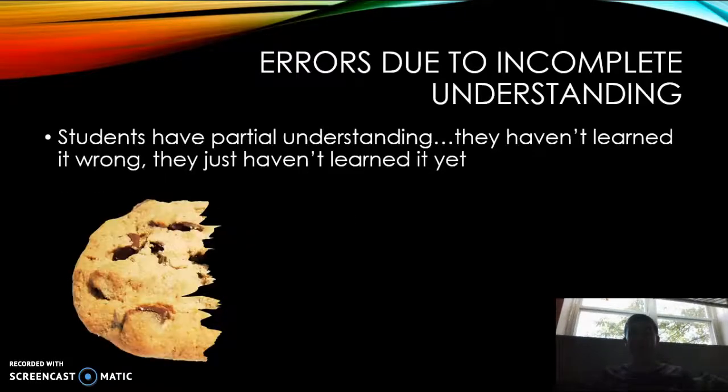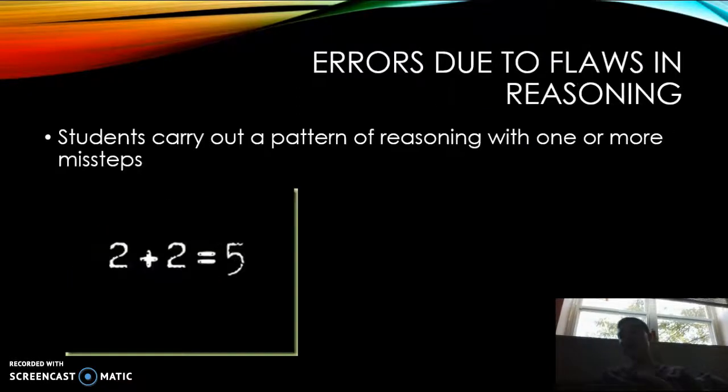The first error is errors due to incomplete understanding. This is when students only have partial understanding, and that leads to them getting things wrong or misunderstanding content. So they only have half the cookie. They don't have the whole thing. They can't do much with half of anything. So if they only understand half of it, you need to give them the whole thing. Errors due to flaws in reasoning are, if you look at a math problem and they're constantly getting something wrong in the steps of that math problem, like this is a simple math problem, but if it was a more complex math problem, then they're making missteps. That's errors due to flaws in reasoning.